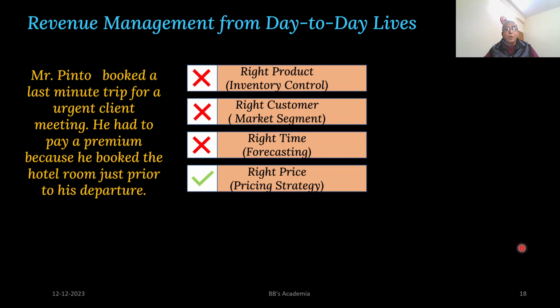It is the good example of right price because he knew that that person requires a room. He is booking just now prior to his departure. It is confirmed he will be coming. So what can we ask for? We can ask for some premium on that room rate. And this is the example of right price, here is the primary focus.